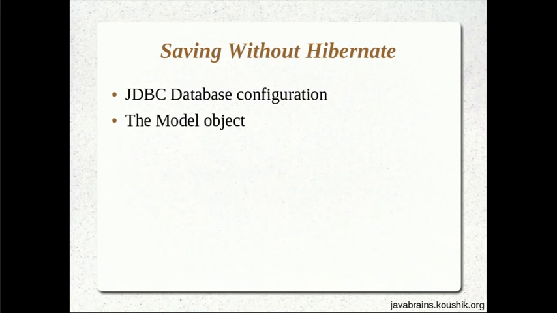Okay, next we need to write the model object, which is the object that we want to save. Let's take an example user object. This is the example that we took earlier. In order to save the user object, first we need to have the object in place. We need to write the class. So this needs to be done.